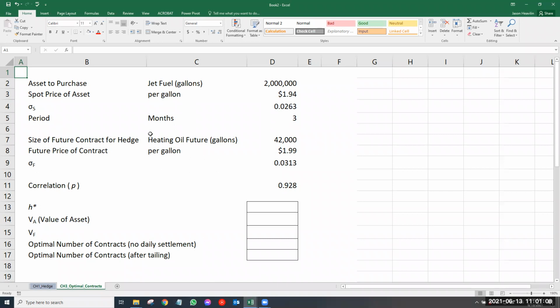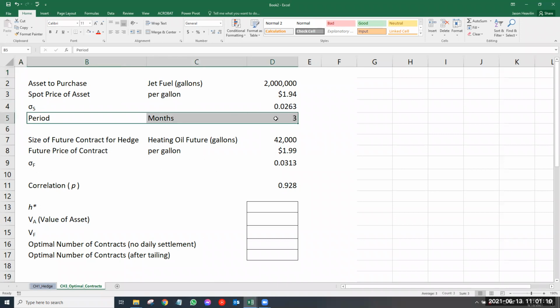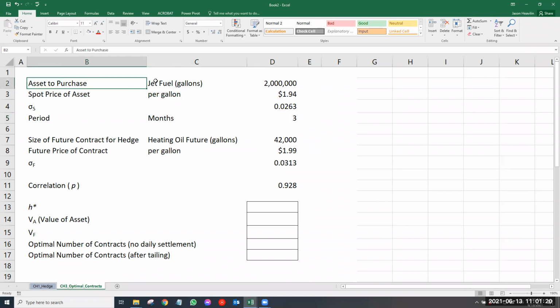Here, we are going to assume that the period of 3 months works, so we don't put in too many variables. But the differences are, first, that the asset you're trying to hedge is jet fuel, but there are no contracts for jet fuel in the market in this scenario. So you look for something that is close to it, like heating oil futures. That was available, the closest thing you could find.